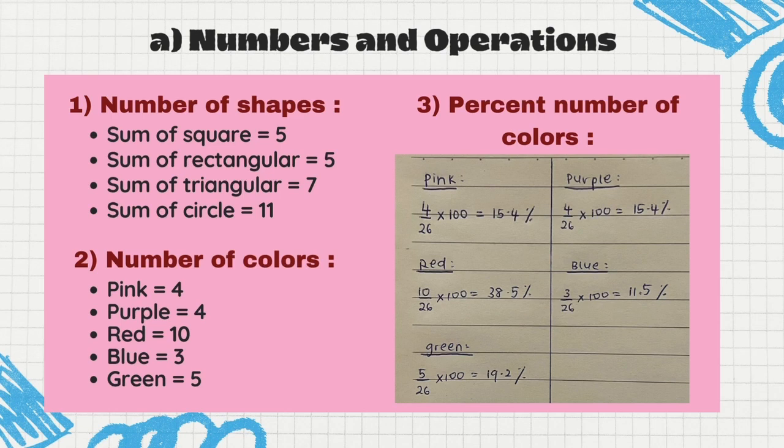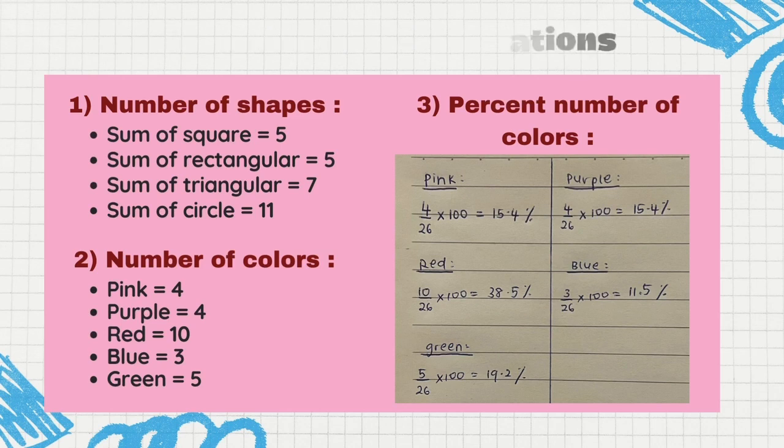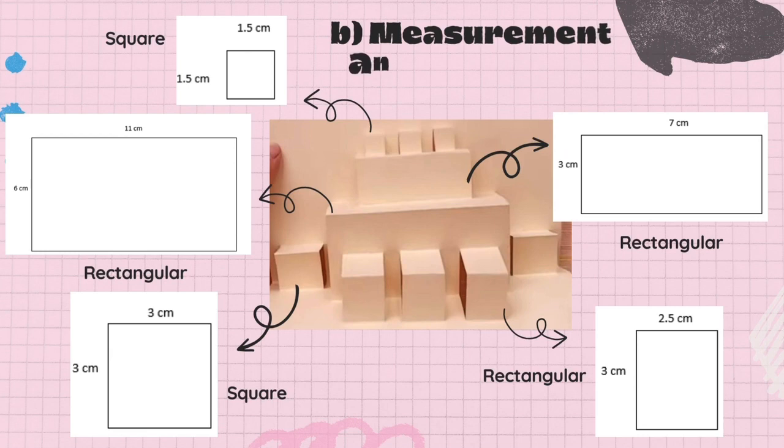Here is the percentage calculation of the number of colors. In this calculation, I use basic arithmetic operations such as multiplication and division. I also use basic arithmetic operations such as addition to calculate the total dimensions of the pop-up elements and the number of colors.